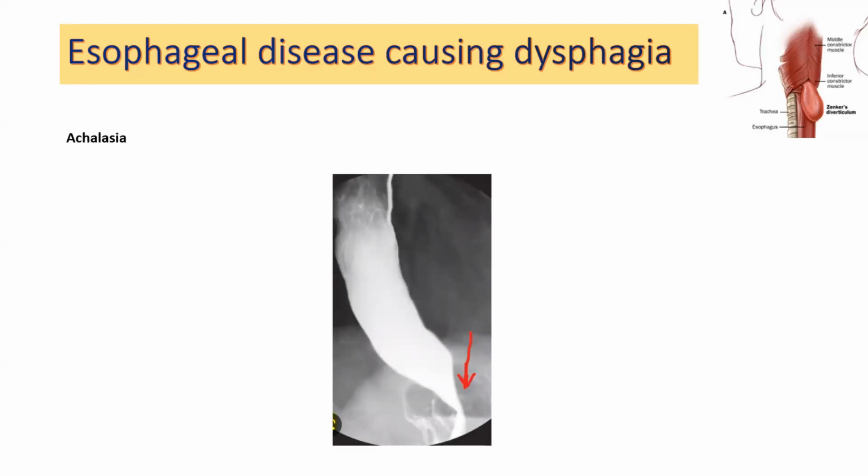Well, the esophageal diseases that cause dysphagia. The first one is achalasia. We see that there is a bird beak. We see that the lower esophageal sphincter is not relaxed. It's contracted, meaning there is stimulation of the lower sphincter, which is not able to relax.